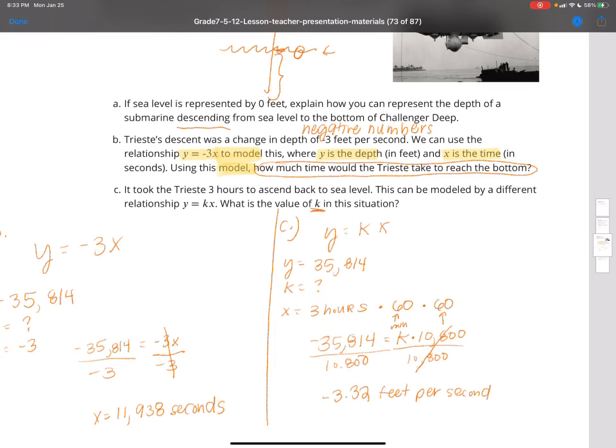Now, technically, because I'm looking in the book and comparing my answers, since they're going back up, it will be a positive 3.3166 feet per second. If they were going down, a negative 3.3166 would mean they would be going down.